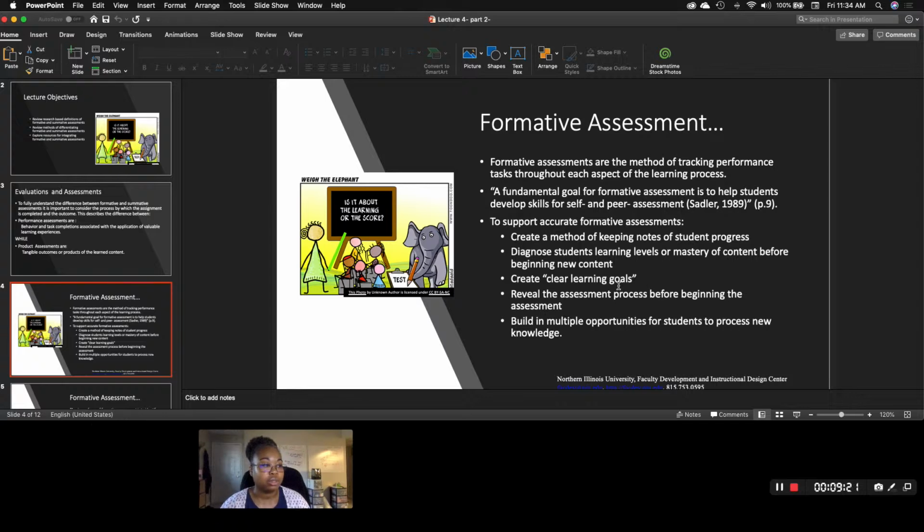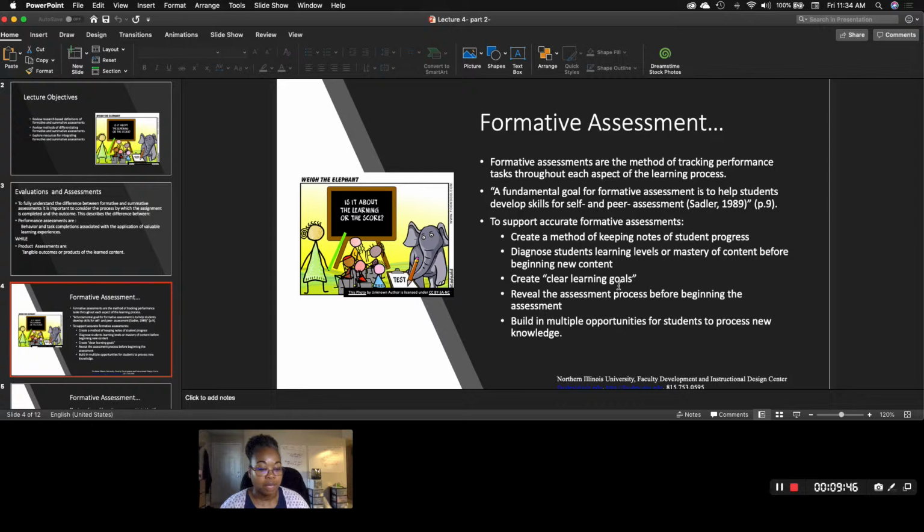Also remember, diagnose students' learning levels or mastery of content before beginning new content. You kind of don't know what they're learning unless you know where they've started. Create clear learning goals. I don't know how to stress that more. If you want to know if your learning goals are clear, ask the students what you're doing for the day. Reveal the assessment process before beginning the assessment.